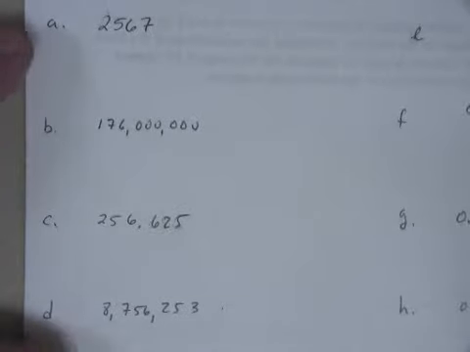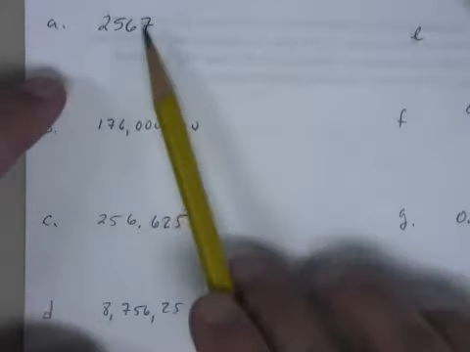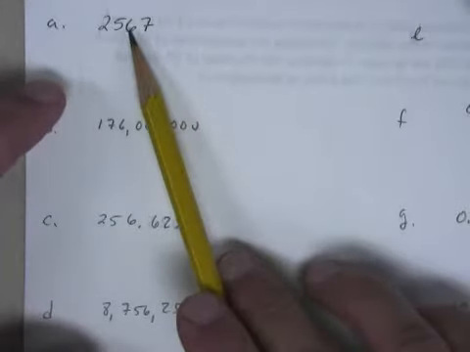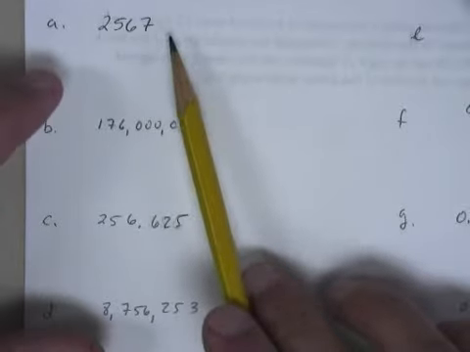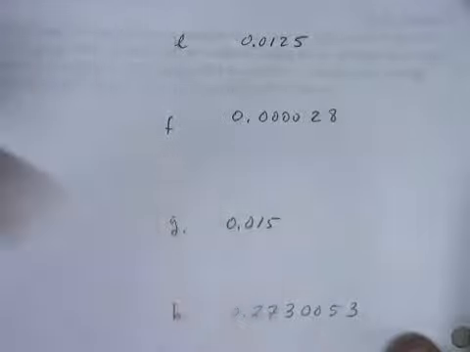Then down below, we're going to go ahead and take a look at roughly 8 examples. And we're going to convert from decimal notation to scientific notation. So I've got 4 examples here, and then I've got 4 examples here, and then we'll be done. So let's start back up here.